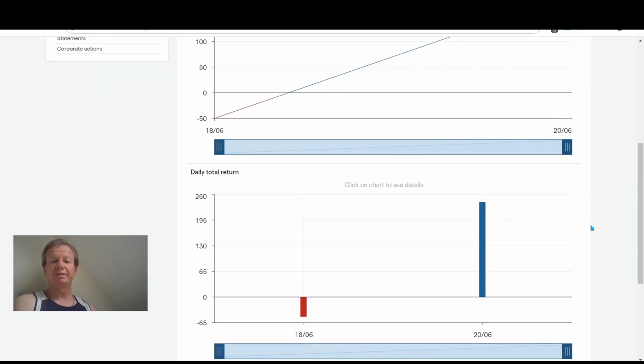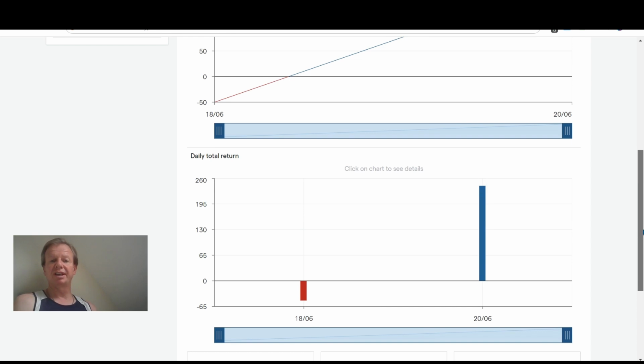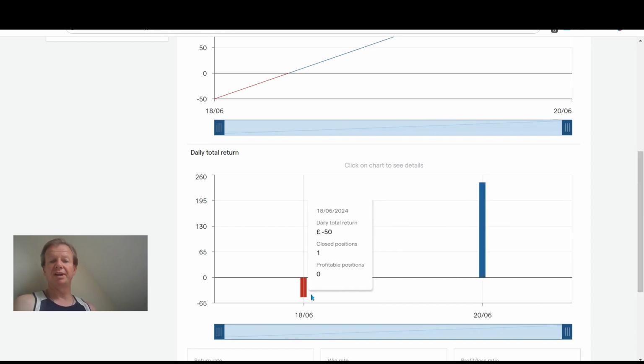So for example, this week just gone, I've only done 2 trades, and here we've got the red here. This is a losing trade, and this big blue bar here is the winning trade. Okay, you can hover over it and it will tell you. So I lost £50 on that one, but I made £241 on that trade.